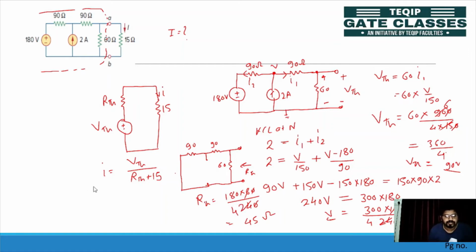So your answer will be I is equal to, now you got your VTH and RTH here. VTH is 90 divided by 45, that is RTH, plus 15. So 90 by 60, that will be your answer. So like this you have to apply Thevenin theorem.